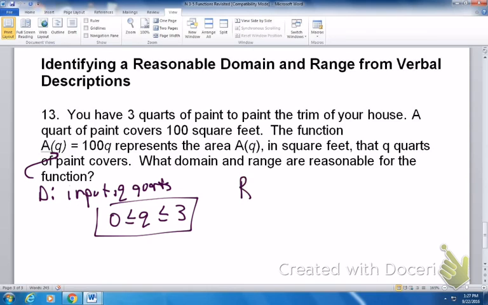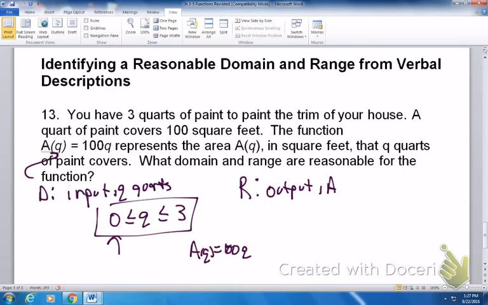Now let's talk about the range. The range is talking about square feet, okay? The maximum and minimum amount of square feet that we can use. So I'm going to put that it's the output, and we're going to use, it looks like A for that one. Well, to know, we're going to have to plug some stuff in because I'm not sure what the outputs are yet. But I know I have an equation that A of Q equals 100 times the number of quarts.